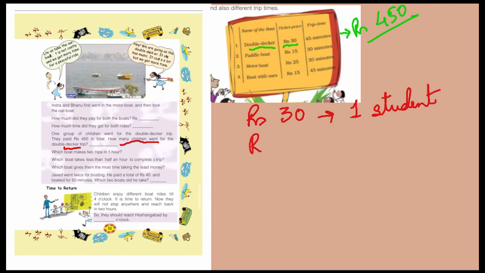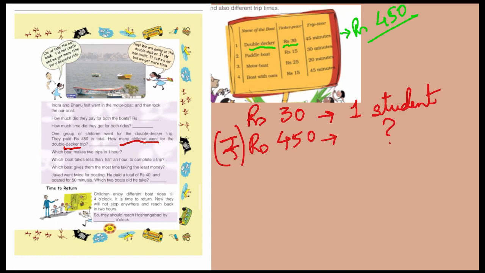Okay, and they have paid rupees 450. Always remember, we can write this also in place of rupees. It has not been written here, but nowadays we'll find the symbol of rupees. So they have paid rupees 450. Now the question is, how many students can enjoy the boat ride in rupees 450?